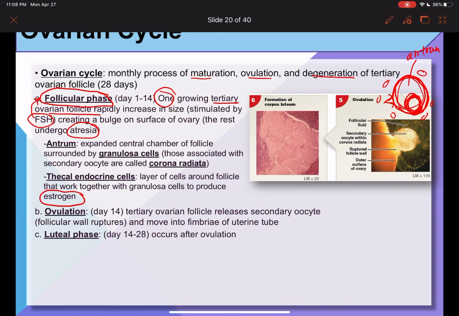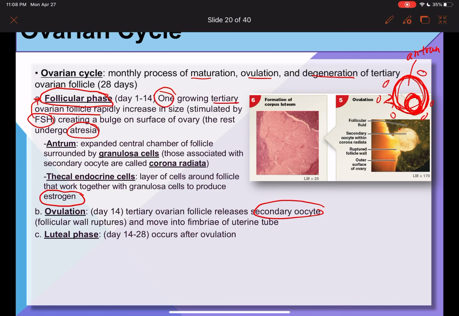Then around day 14 is when ovulation happens, and a tertiary ovarian follicle will release a single secondary oocyte. The follicular wall of the tertiary follicle ruptures, breaks open, and releases the egg along with the antrum fluid around it. Then the fimbriae will be attracted to the ovary and hover over the ovary area, allowing the sweeping of the oocyte into the oviducts.